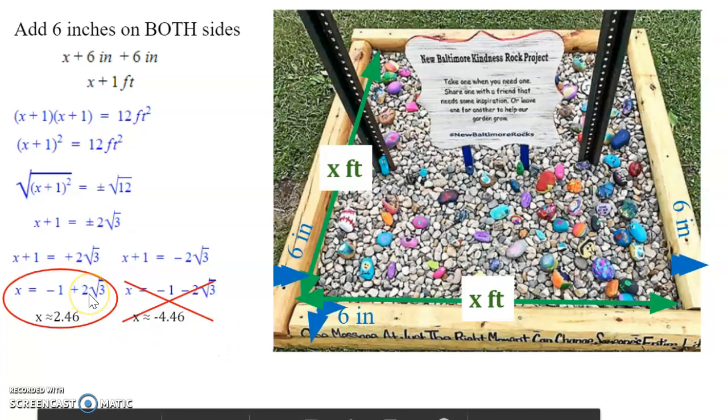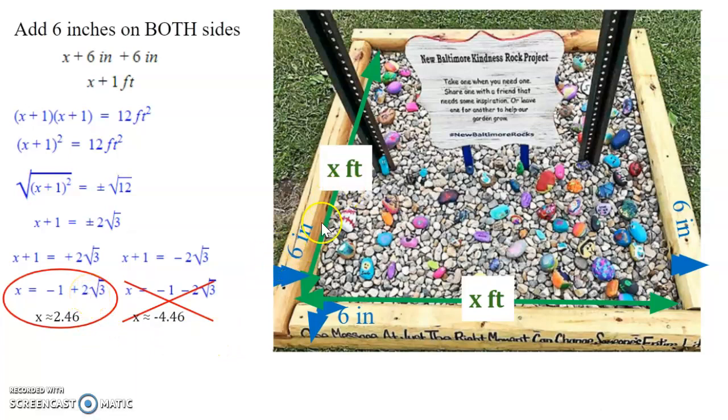Now the question actually asks you to find the area of Gabby's rock garden. Okay, we don't want just the length, we want the area. How do I find the area of a square? It's going to be one length times the other length.